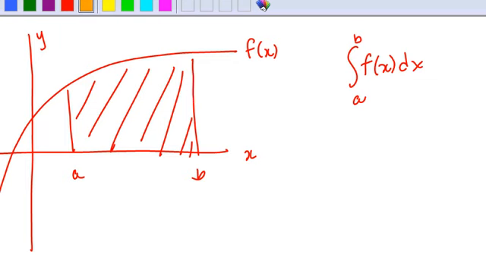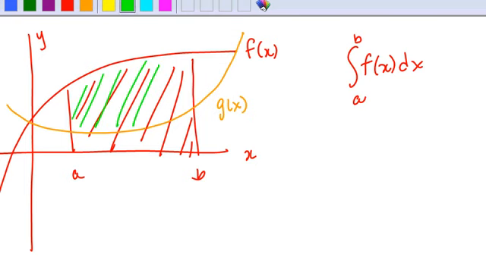What would it look like now if I introduced a second function? Let's call it g of x. And instead of finding the red area, I actually want to find the area between these two curves, between a and b. So the green. Well, there's two steps to this.